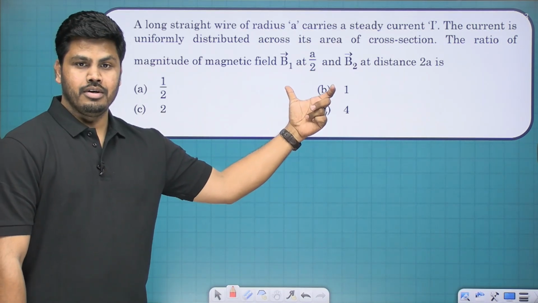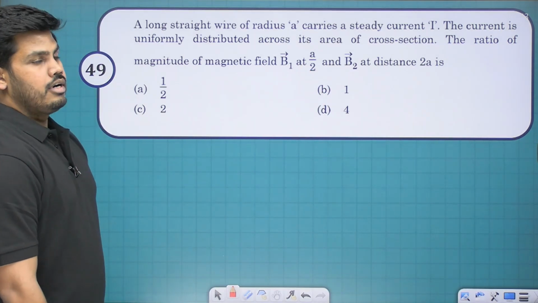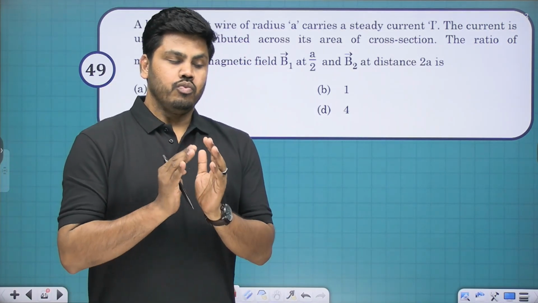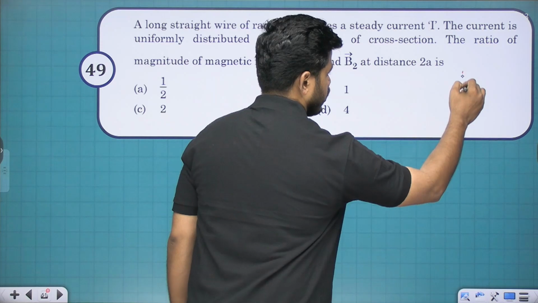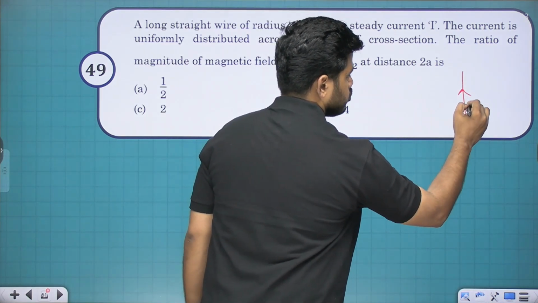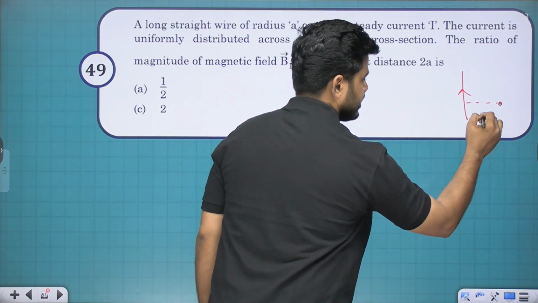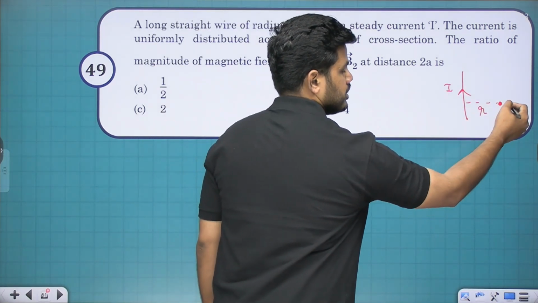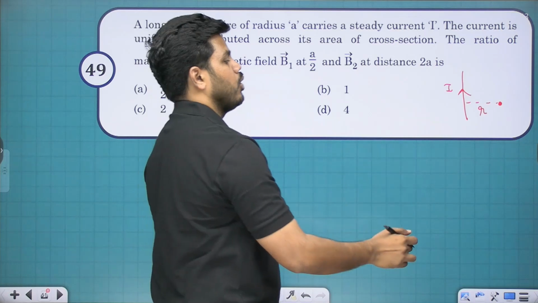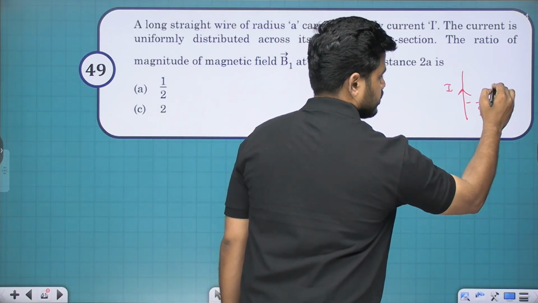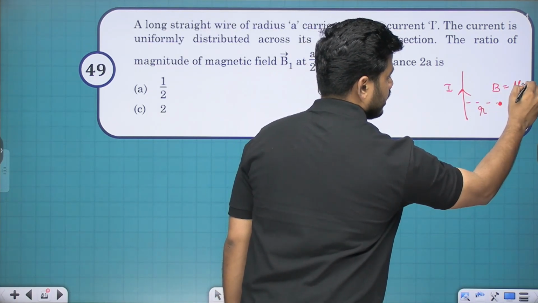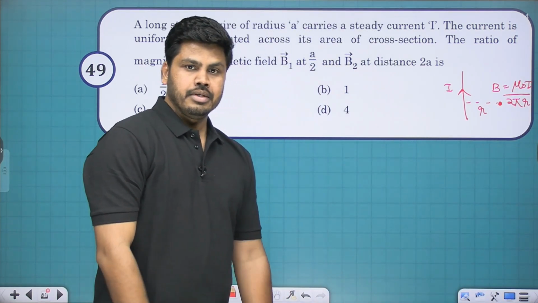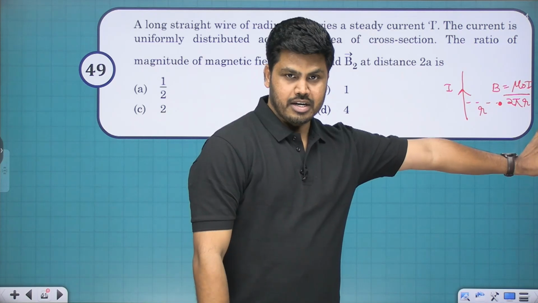Okay, so this question is about long straight current carrying conductors. We know the expression for magnetic field due to a current carrying conductor at a distance R from the wire. If I is the current flowing through the conductor, R is the distance, then magnetic field B is equal to mu naught I divided by 2 pi R. That was the equation, right? If the point is outside the conductor.